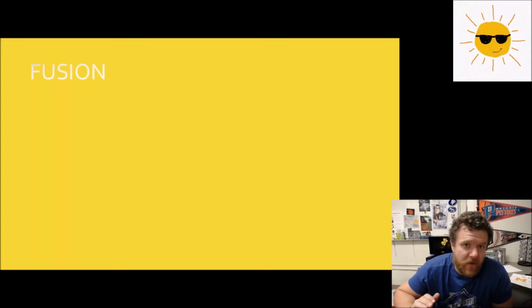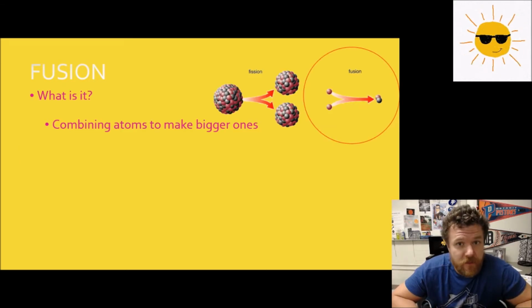We looked at things on the surface of the sun. Now we're going to go way inside and we are going to look at what's going on in the core. We are going to talk about nuclear fusion. What's the difference between fusion and fission?